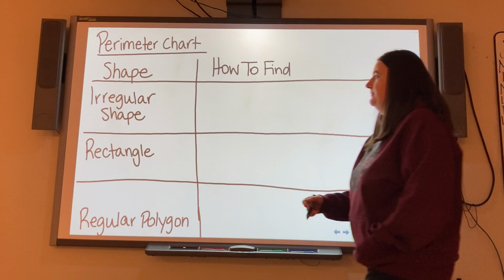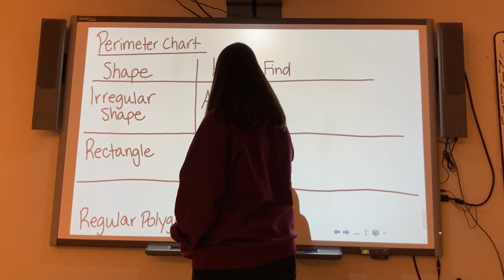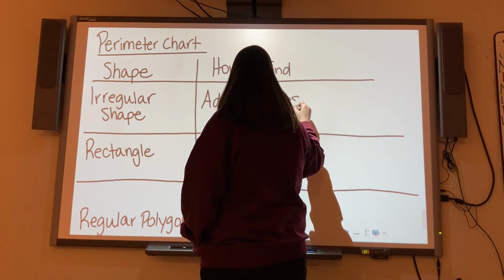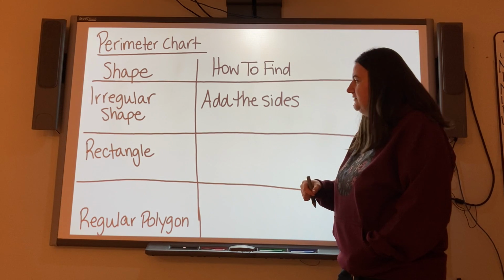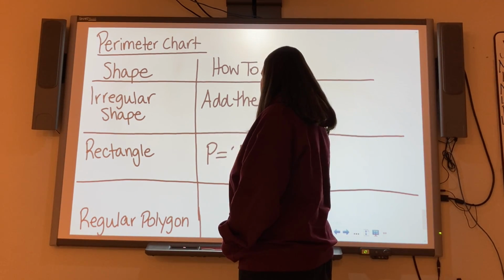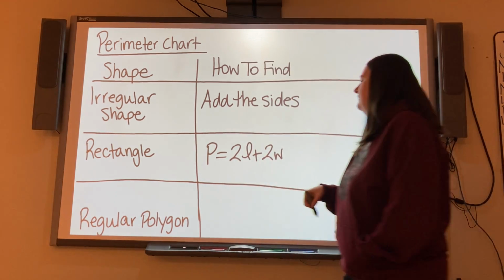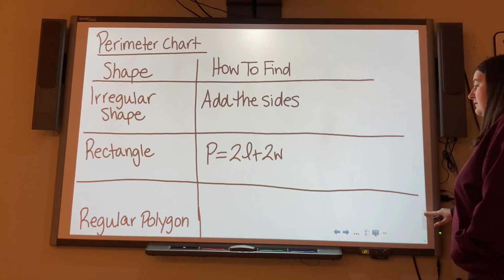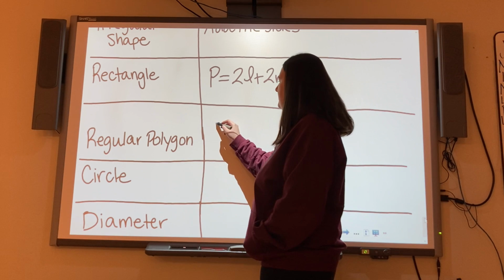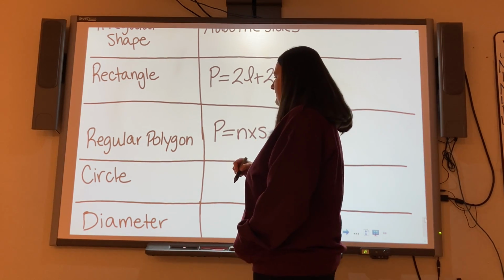In a regular shape, how do you find the perimeter? Add all the sides together. For a rectangle, how do you find the perimeter? You use a formula, P equals 2L plus 2W. For a regular polygon, how do you find the perimeter? You use a formula, P equals N times S.